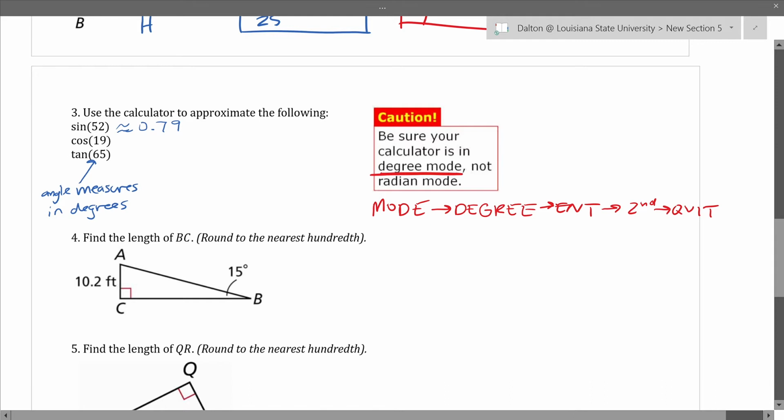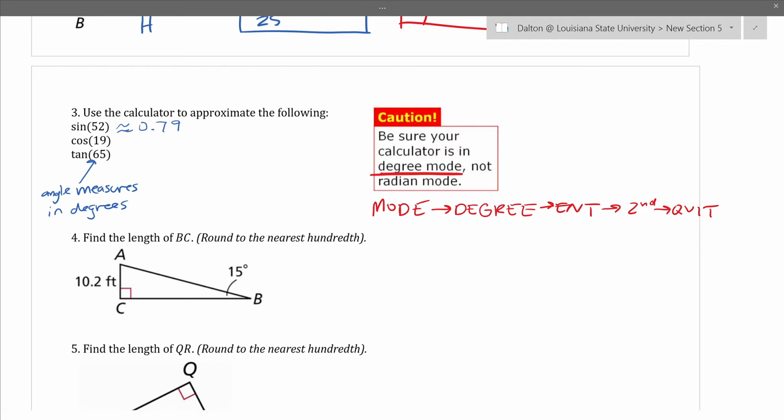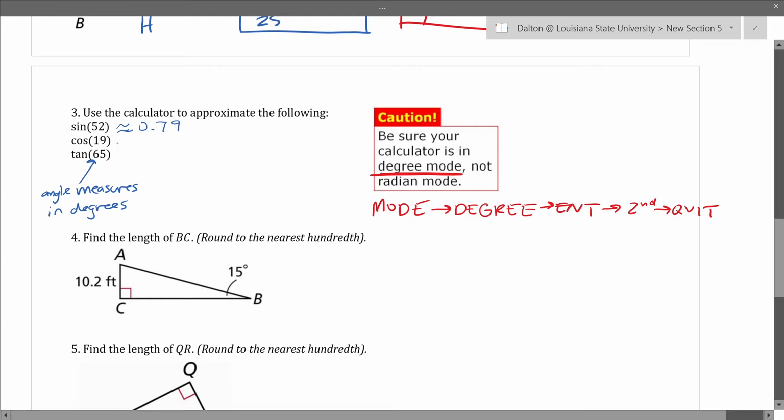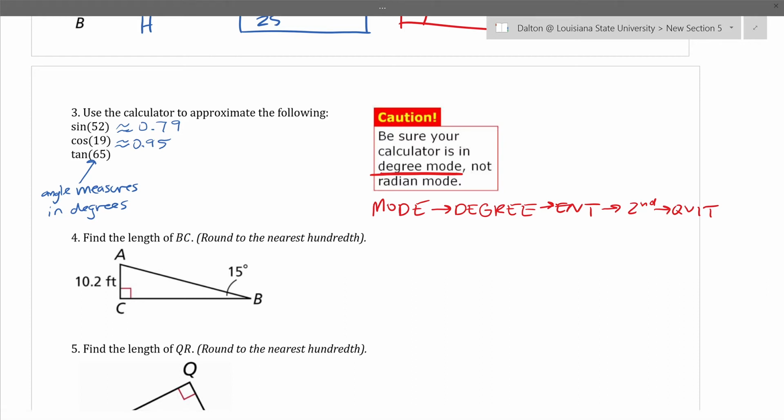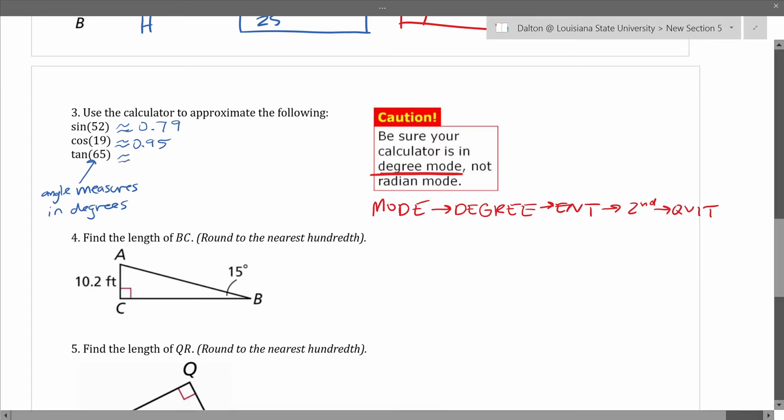And then you can type in the cosine of 19 and then hit enter. To the nearest hundredth, you should get approximately 0.95. And then the tangent of 65, you should get about 2.14.